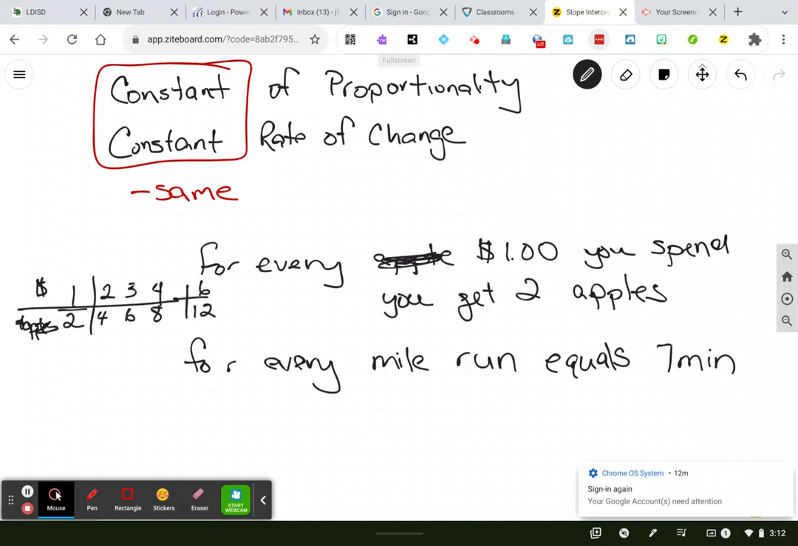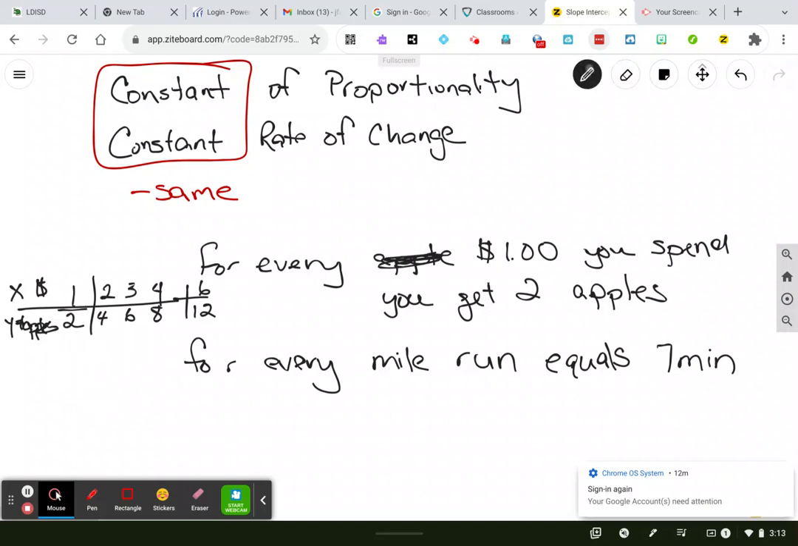So you're dividing by 2 each time. You're taking your bottom number, the y over the x, because your x is always on top. 4 divided by 2 is 2. 6 divided by 3 is 2. 8 divided by 4, and so on. So your constant rate of change is every time you spend another dollar, you get 2 more. That's how this works in the real world.